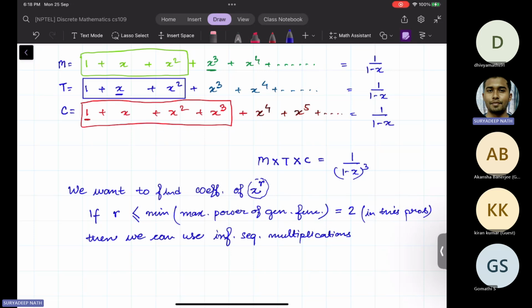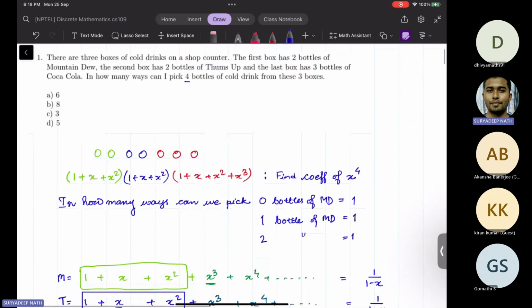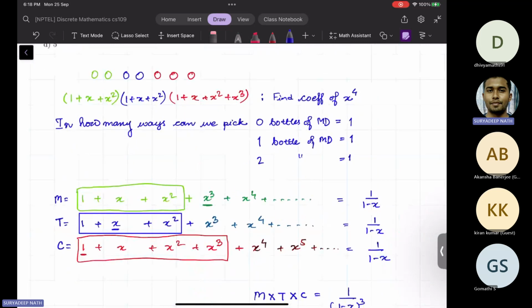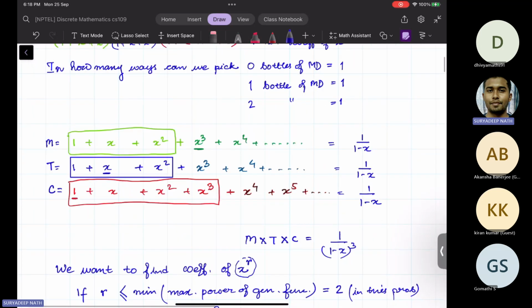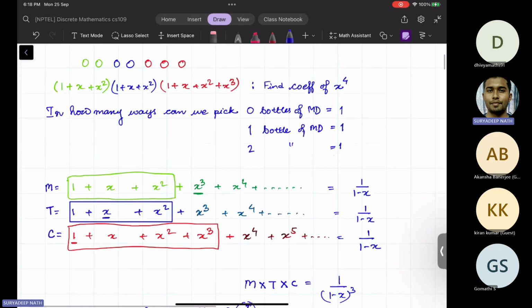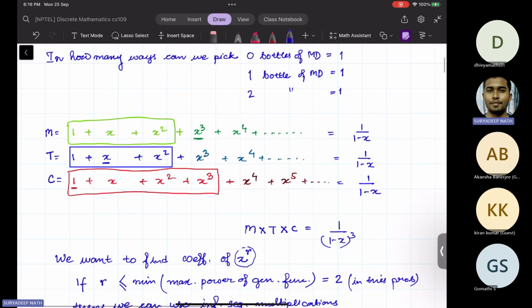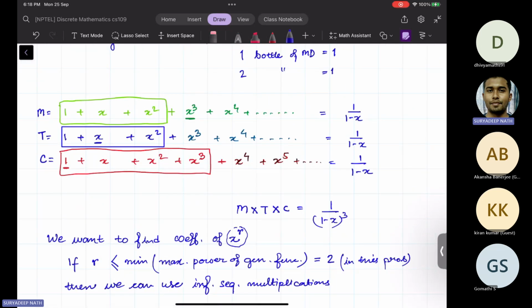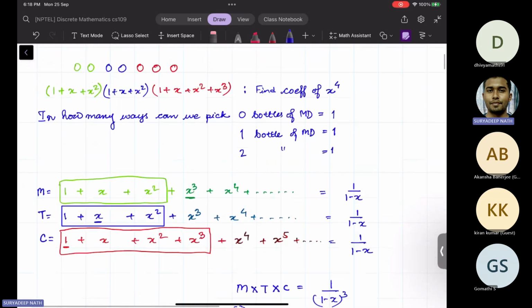So if, let's say in this problem, instead of x to the power 4, we had to find the coefficient of x to the power 2 or x to the power 1, we could have used this infinite sequence. But if it is more than the minimum of the maximum powers, that is, if it's more than 2, then we cannot use it, because like Akanksha pointed out, there will be cases where we are counting patterns that are actually not feasible.